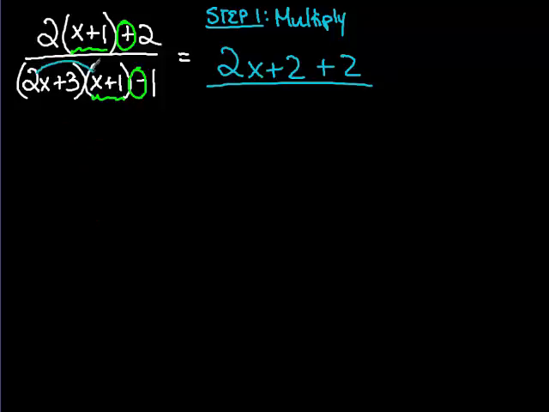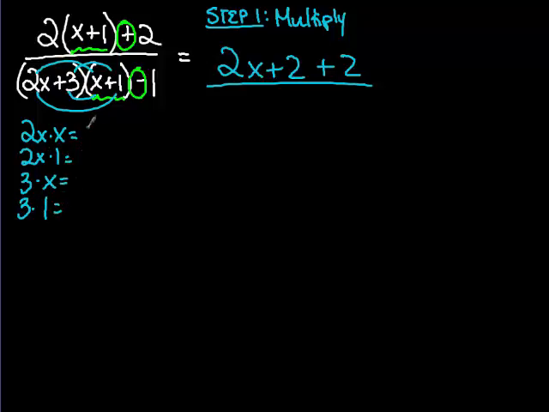Denominator, we're going to have to FOIL, so we're going to have to multiply everybody. We have 2x times x. We have 2x times 1. We have 3 times x and 3 times 1. And we're going to combine any like terms that we have. 2x times x is 2x squared. 2x times 1 is 2x. 3x times x is 3x. And 3 times 1 is 3.